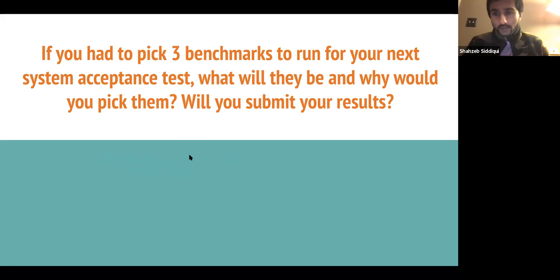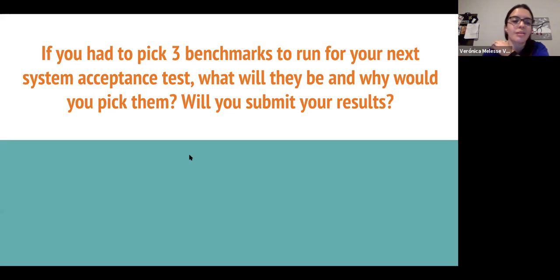Yeah, so the next question, I know we mentioned several benchmarks, but if you had to pick, let's say, three benchmarks that you want to run for your next system for acceptance testing, which ones would you pick? Can you please tell me why you would pick them? And finally, would you submit your results officially? Please feel free to think about them.